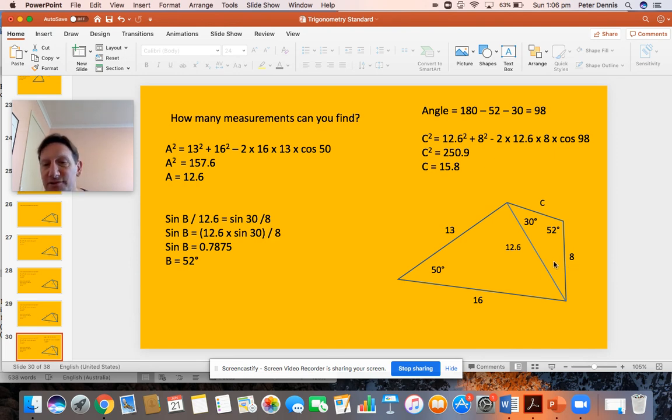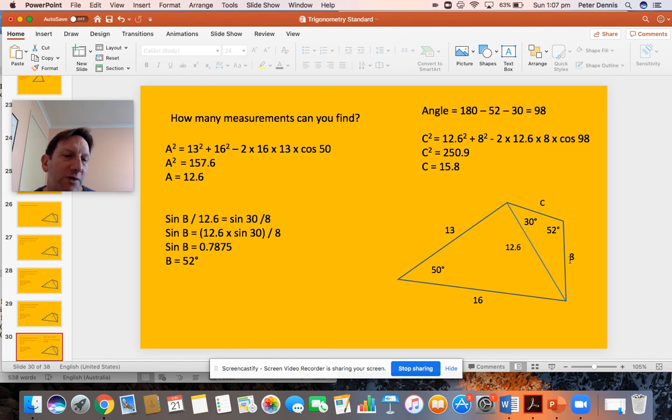Then we could have used the sine rule. C over sine 98 equals 8 over sine 30. That would have been nice. I've used the cos rule here. So once we know that this angle down here is 98, I've done C squared equals 12.6 times it, and I've found that C equals 15.8.